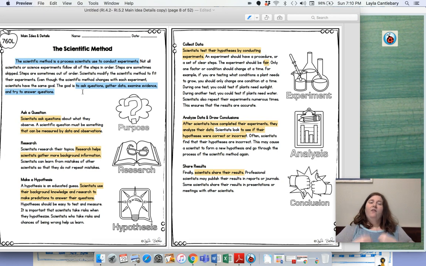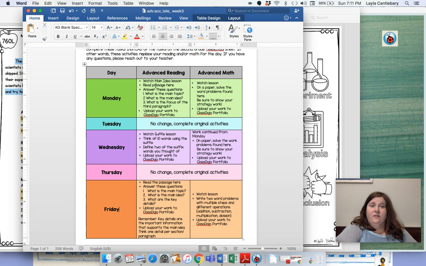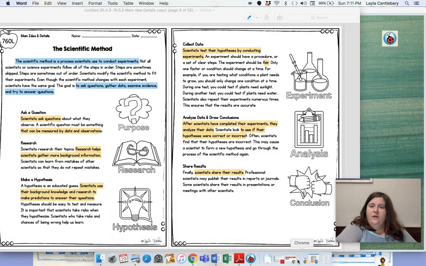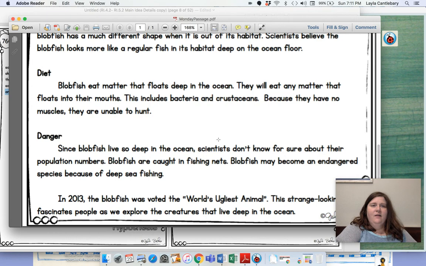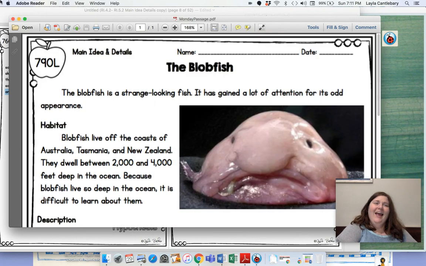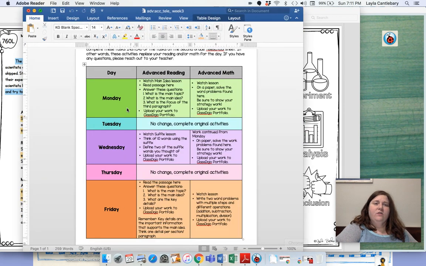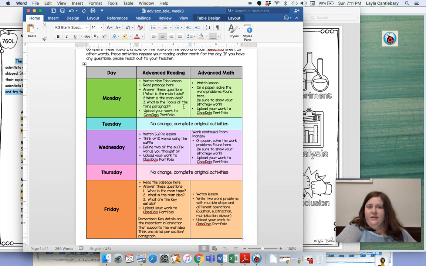All right? So now that we practiced this together, what you're going to do is read a passage on the internet that you can get to by clicking the link in your teleschool document right here. There is a link, not in this one yet, but there is a link right here. It'll say passage here. You're going to follow that and you'll get to this passage right here, which is about the blobfish. And you're going to read it. And then you're going to answer these questions. 1 is the main topic. 2, what is the main idea? 3, what is the focus or the key detail of the third paragraph, or the topic of the third paragraph, excuse me. All right, then you're going to upload your answers to Class Dojo Portfolio, under Monday's reading.